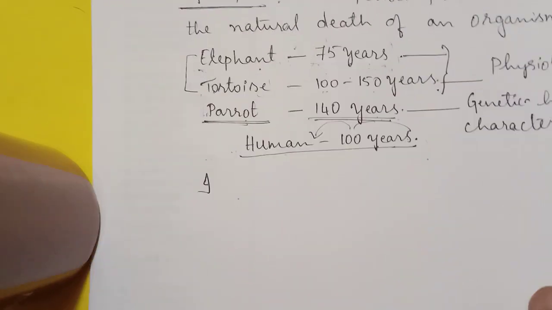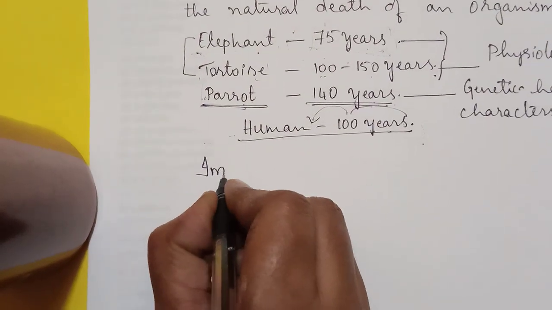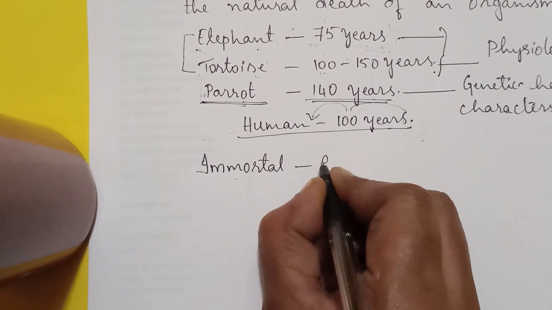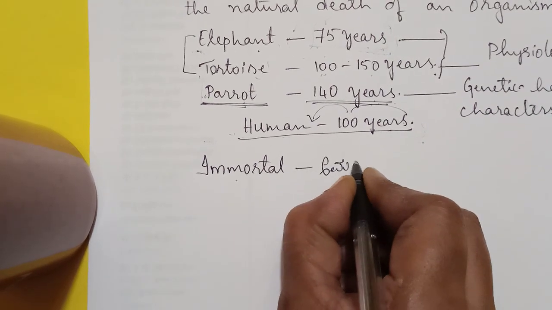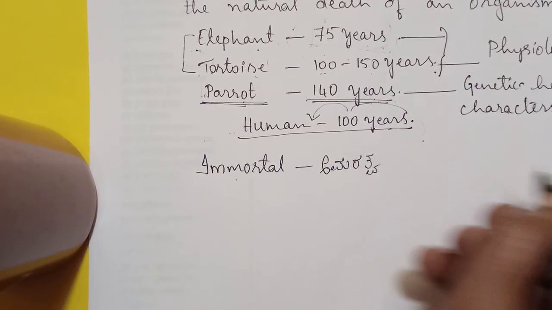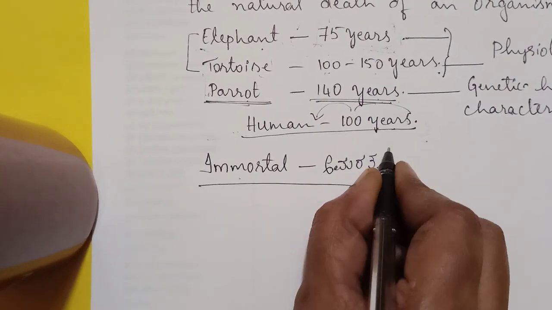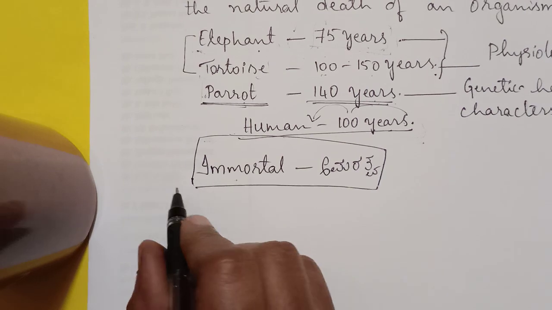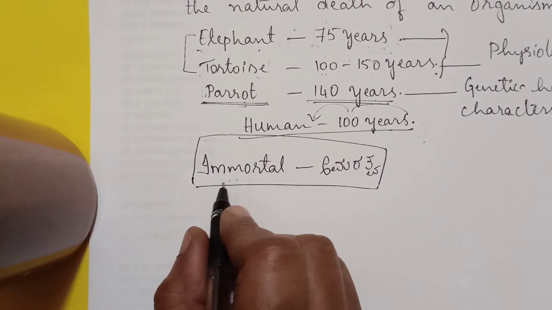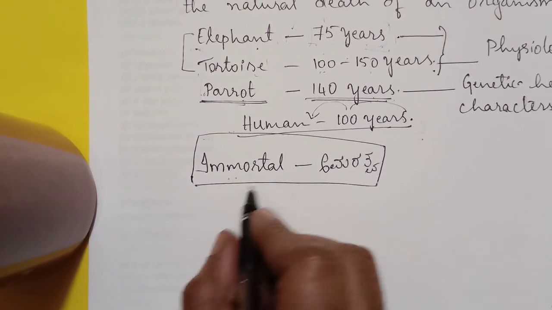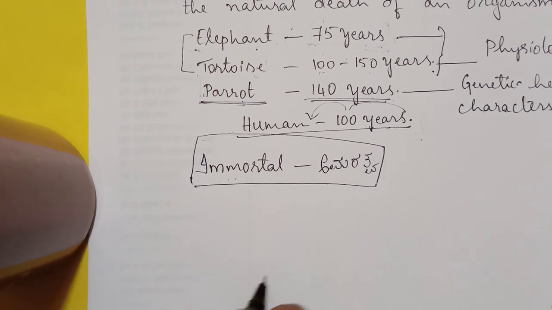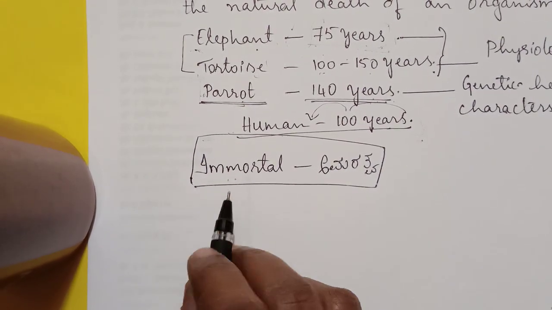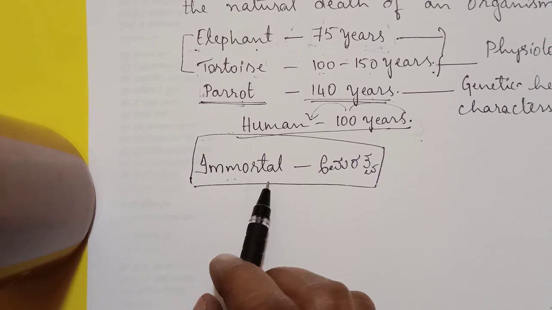No organism on this earth is immortal. Immortal means amaratva. So the immortality is the one which does not show death. All organisms on this earth are the ones which come across death.